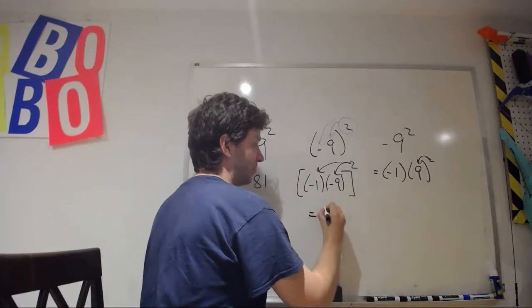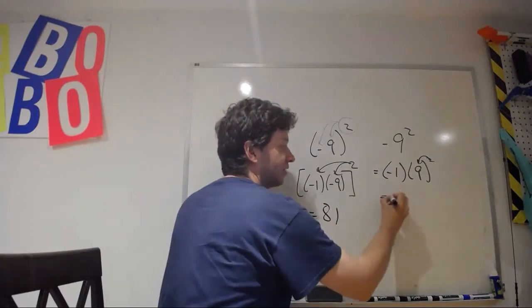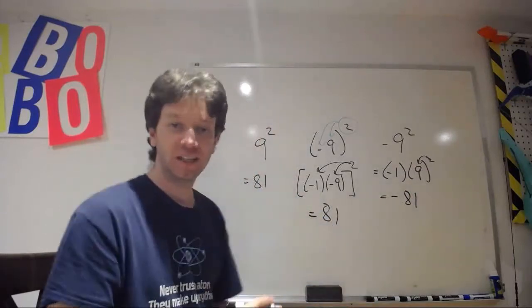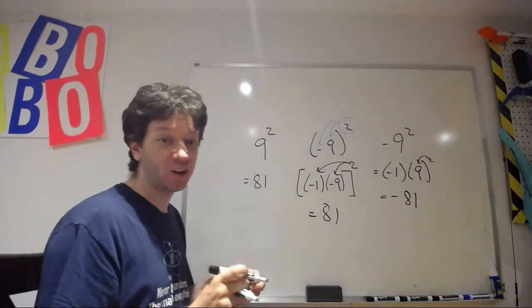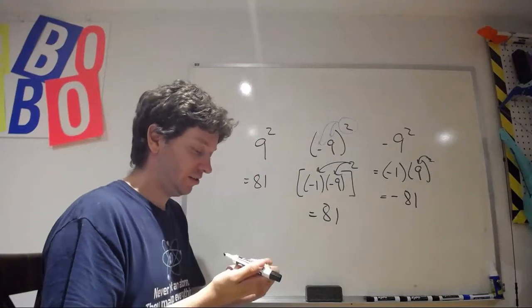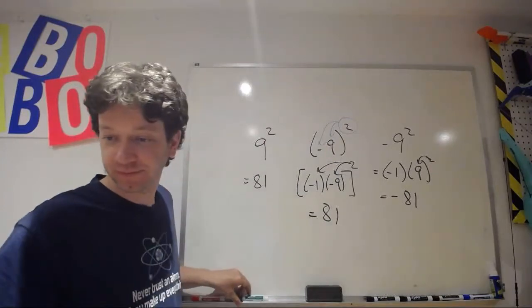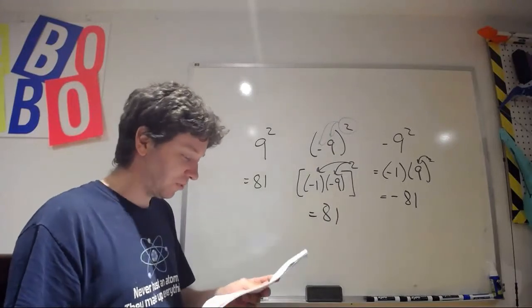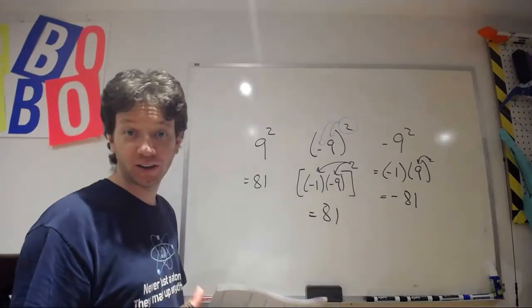So this is going to be positive 81. This one, that negative is still there. You have negative 81. It's a common mistake I see happen a lot. Okay, so just try to be observant of that. Let's try one from example 2, and one from example 3, and one from example 4. And then I'll let you try the rest.